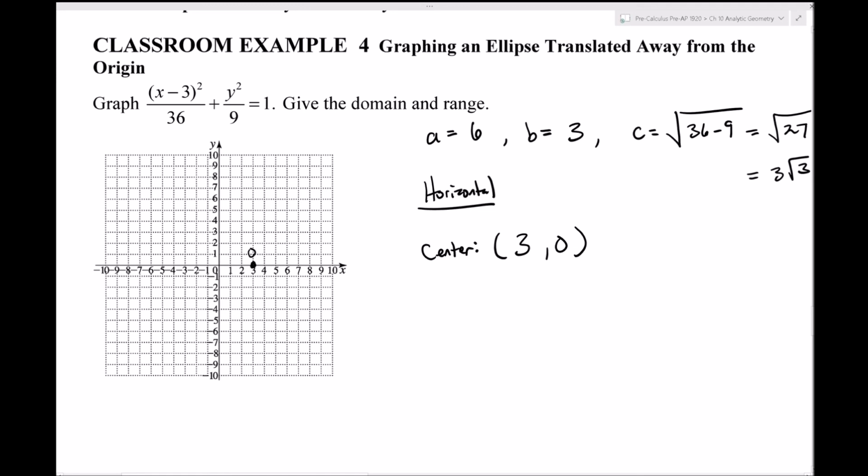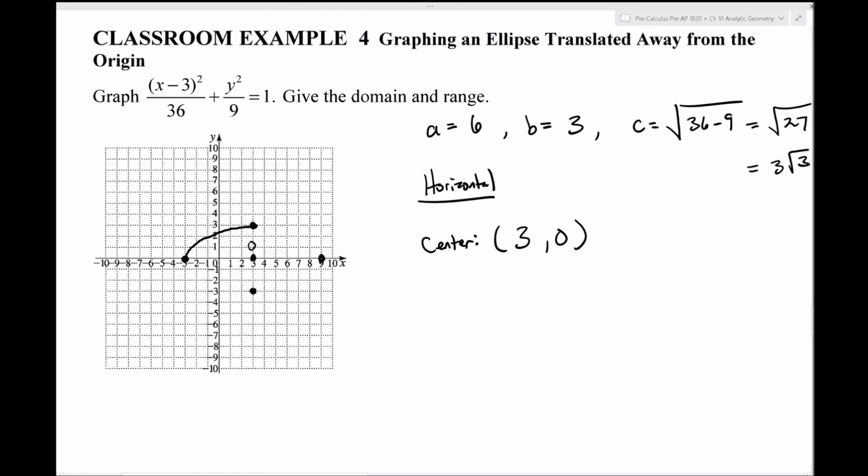I'm going to call that O. It's not O for origin, but for the center. And I don't want to use C for center because I'm already using C for the foci. And then we are taking a equals 6, so 6 to the right and 6 to the left, which means 9, 0 is one of the vertices, and negative 3, 0 is another. My co-vertices are 3 up and down from the center, one here and one here. Those are the endpoints of the two axes, which I can use to draw my ellipse, something like this.